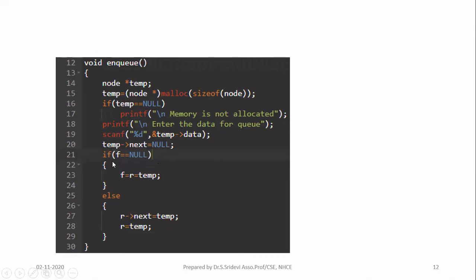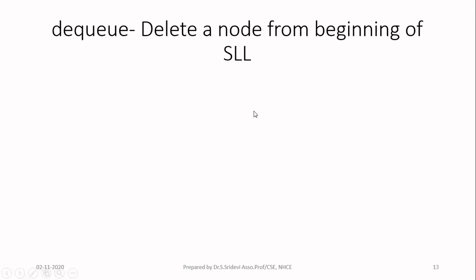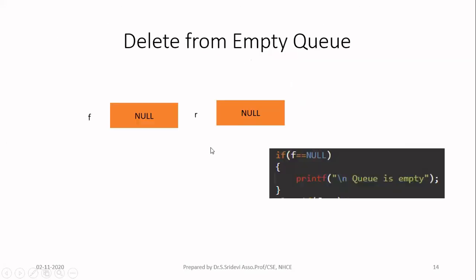Okay, and you check whether f is equal to null. It means you are inserting the first node in the queue. In that case, you write f is equal to r is equal to temp. Otherwise, you write the two pointer changes in this. So whatever steps we have seen, everything I have written in a function. Now let us see the dequeue operation. In case of dequeue, you are going to delete a node from the beginning of the single linked list only, not from the end.